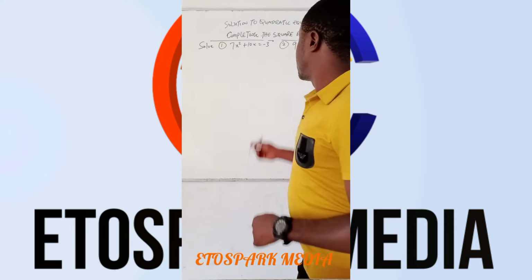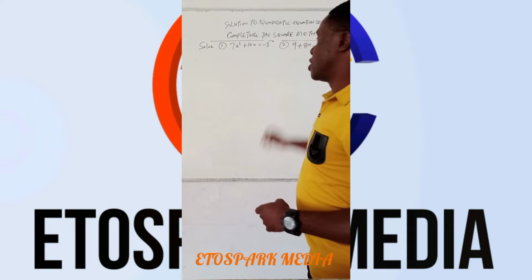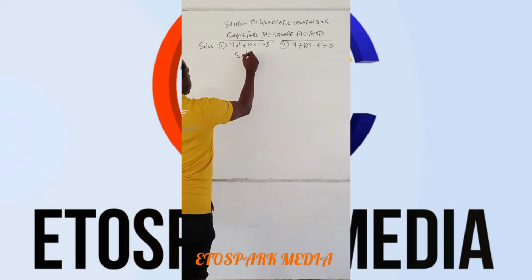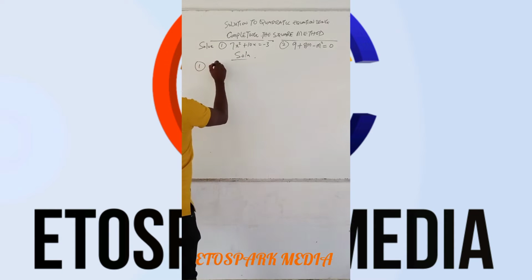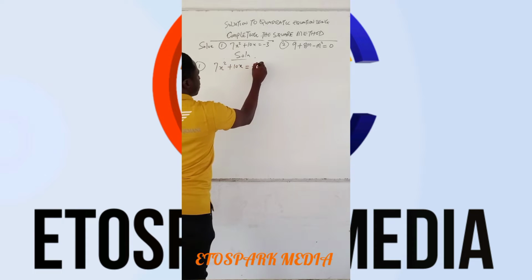Now, we are going to solve question 1 and question 2 using the completing the square method. Now, let's take on question 1. Solution. 7x squared plus 10x equals minus 3.